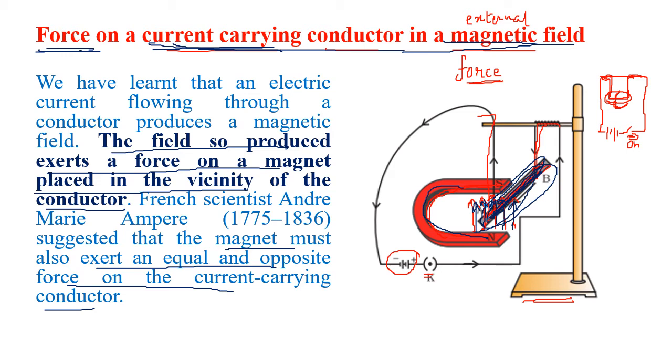Now since we hang this U-shaped wire in such a way that it can easily swing, it can move, this wire will experience a force and it will swing. So a current carrying conductor when placed in a magnetic field will experience a force. Now such experiments were carried out and let us see what the observations were.